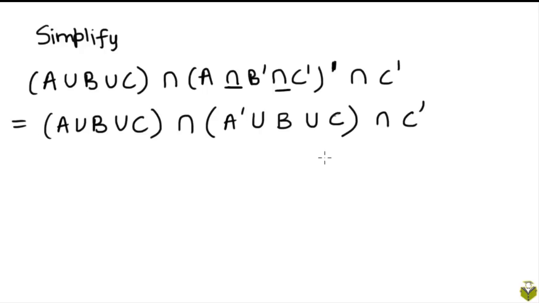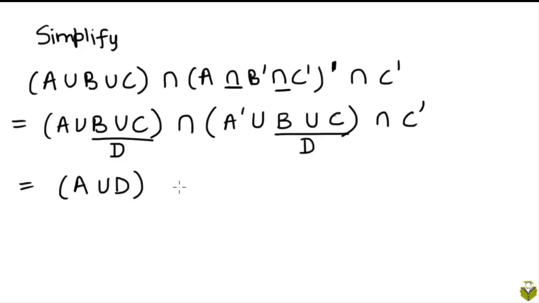Now if you look at the first two terms, we see that B union C is something that's common. So let's try representing B union C by the set D, just so that the expression looks simpler and hopefully gives us a hint about what the next step should be. So this would become A union D intersection A complement union D intersection C complement.